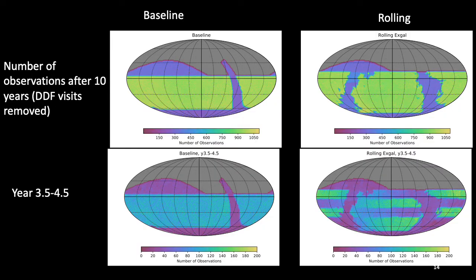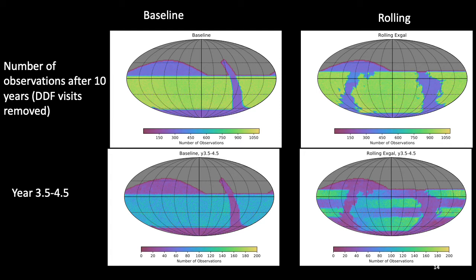So this is comparing the baseline with a rolling cadence again. The top lines show after 10 years. Both of them have very, very smooth wide, fast, deep regions. And on the bottom, I'm showing just a section of 1 year.